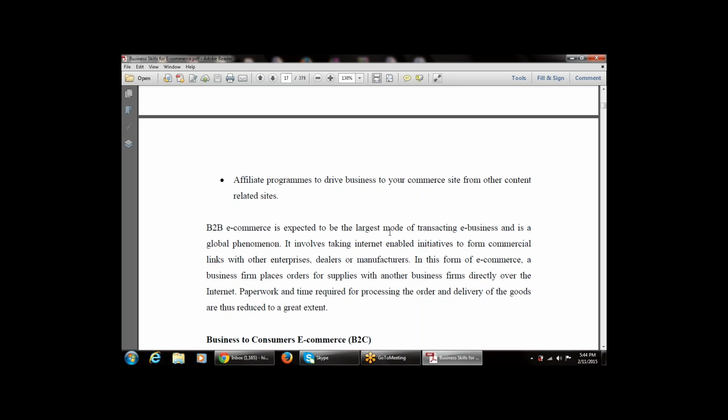So B2B e-commerce is expected to be the largest mode of transacting e-business, as a global phenomenon. That is, we are using B2B in an efficient way. If the question arises, which is a better platform or criterion for e-commerce, the answer is B2B. Whenever we use B2B, it is the largest and most applicable method for e-commerce.